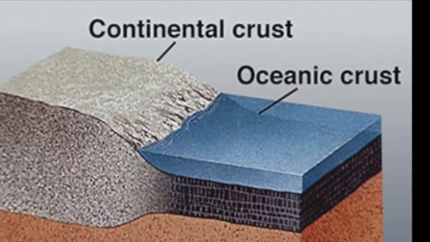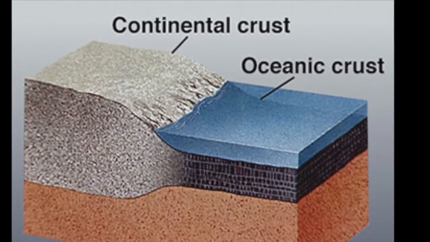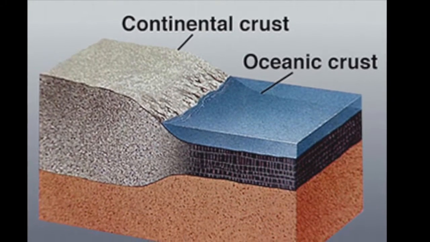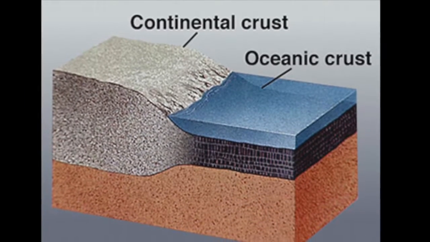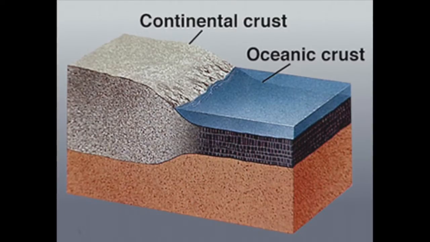While the continental crust consists of sodium, potassium, aluminum, and silicate rocks like granite, oceanic crust is more dense and is composed of magnesium and silicate igneous rocks like basalt.